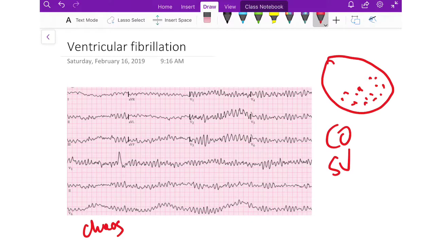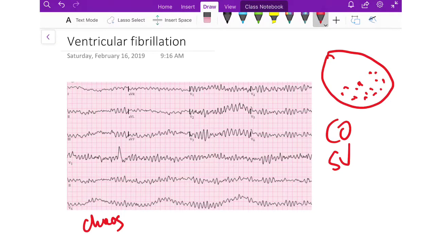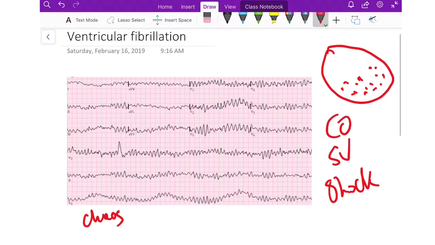The most important thing to do for those patients is to shock them. Your outcome is dependent on restoring their normal sinus rhythm. The more time you wait, the higher chance that they will not do good, and you won't be able to bring them back to life. There is no way that a patient with ventricular fibrillation will have a pulse.